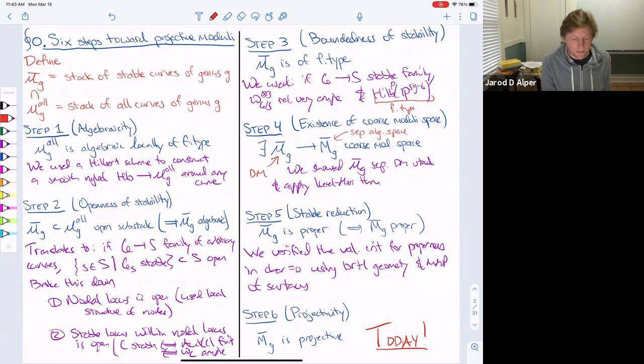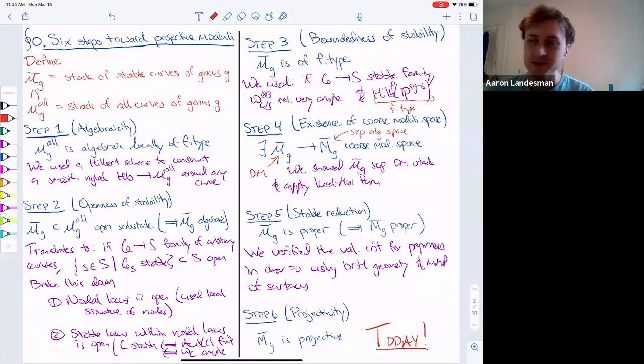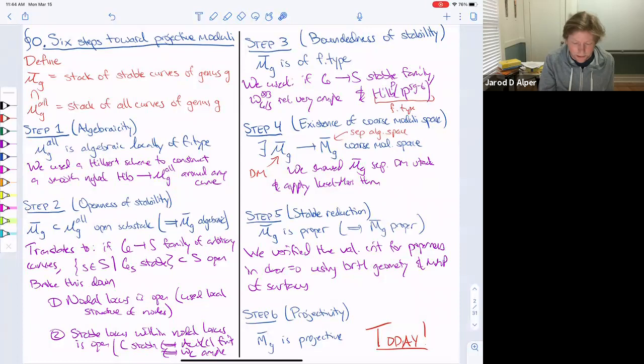Other questions? Even though we checked separatedness at the same time as properness, did we technically need to do it before step four? Oh yeah, right. I debated internally with myself what order. Step four and step five, you can interchange them. The way I did it in my classes, I first did stable reduction. I verified the existence part before the uniqueness part. So the last thing I did was separatedness. But maybe it's better to first do separatedness. Yeah, you can do the separatedness first, then get the coarse moduli space. You have a choice of which order you do these arguments in.